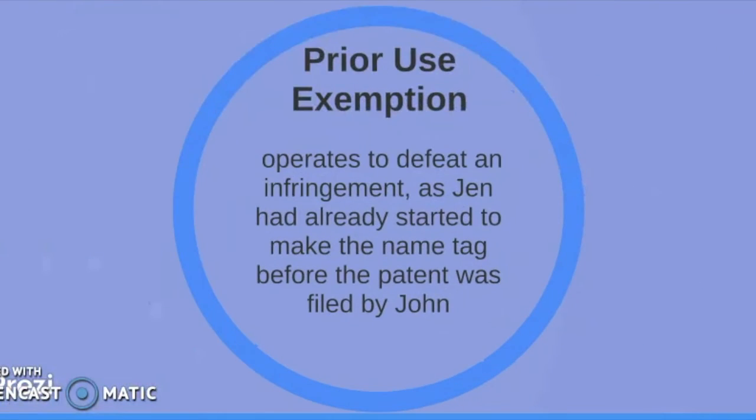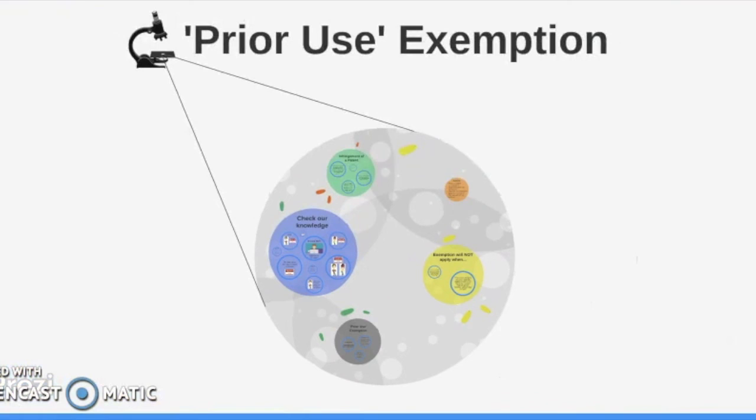The prior use exemption operates to defeat an infringement, as Jen had already started to make the name tag before John had filed the application for the patent. I hope this video has helped explain the operation of the prior use exemption in section 119 of the Patents Act.